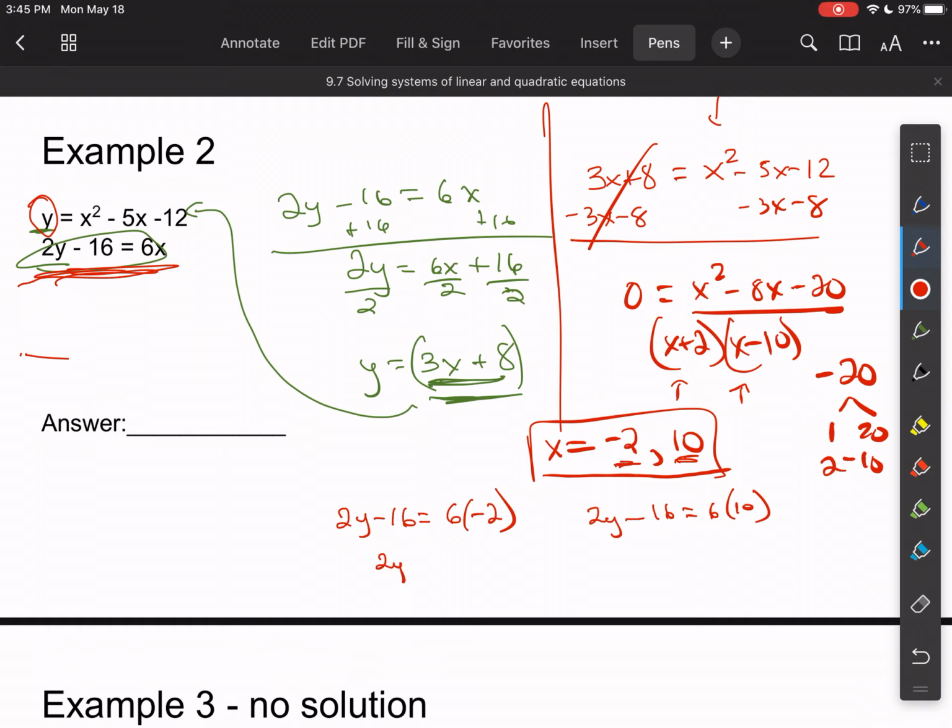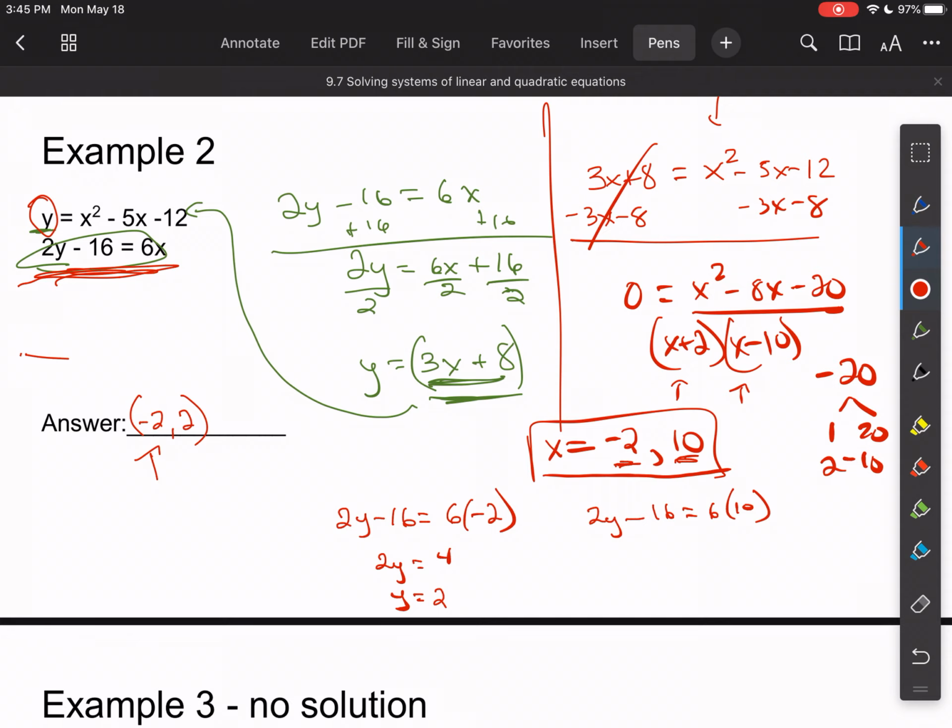So 2y is equal to, let's add 16 to both sides. So we have 16 plus negative 12, kind of skipping a step there. Negative 12 plus 16 gives me 4. And when I solve this, divide both sides by 2, I get 2. So when I plugged in a negative 2 for x, I got a 2 out for y. One place of intersection is negative 2, 2.